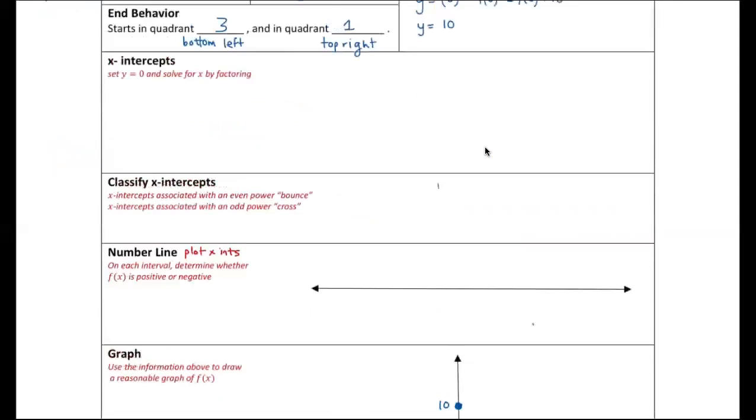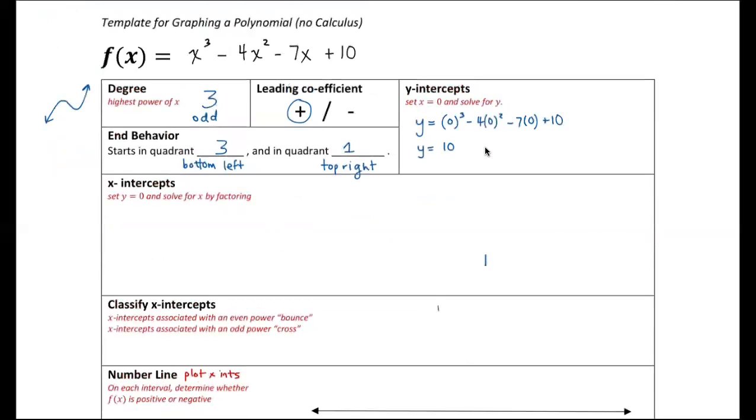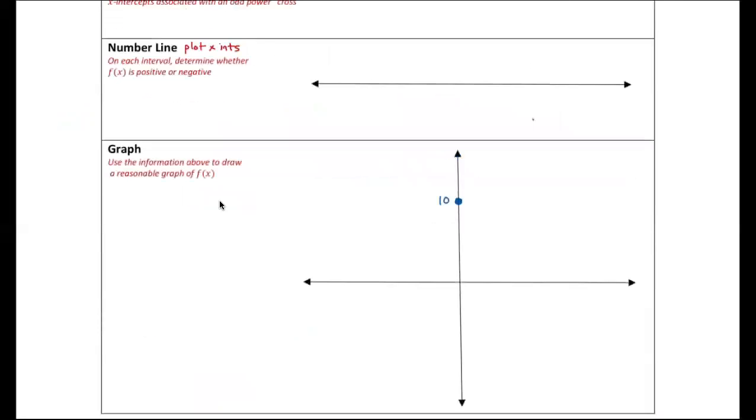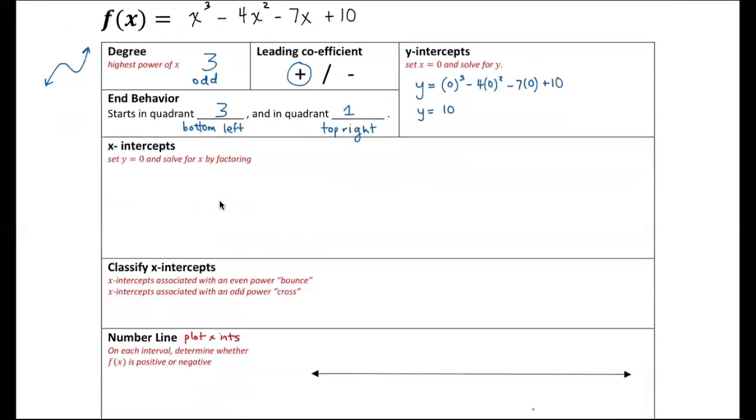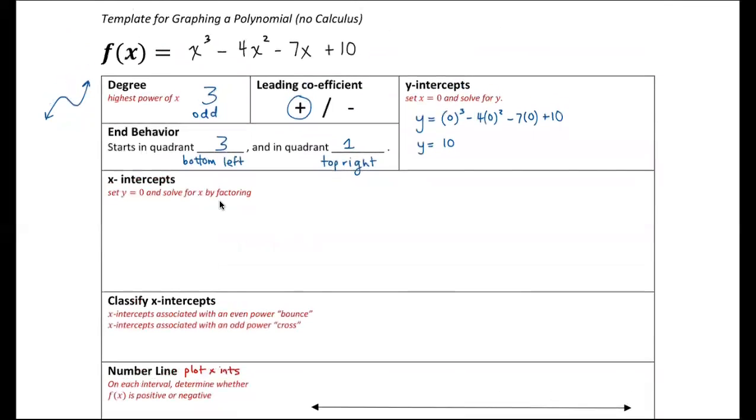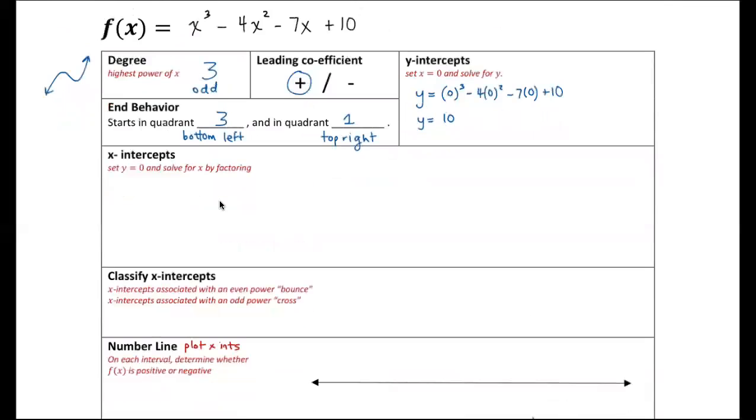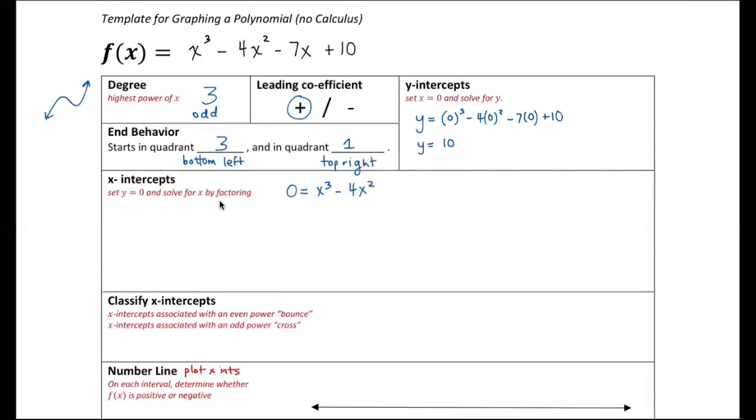Okay, now let's jump back down. It says that it wants us to find the x-intercepts. So for x-intercepts, set y is equal to 0 and solve for x by factoring. Okay, back we go. So we're going to set y is equal to 0. So I've got 0 is equal to x to the 3 minus 4x squared minus 7x plus 10.